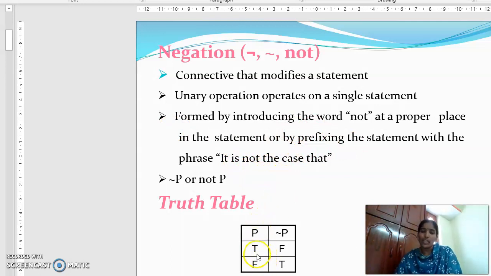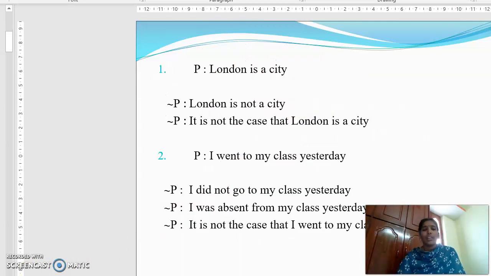If, for example, P is true, the negation of P is false. For example, "Today is Sunday." If P is false, the negation of P is true. Simply, you have to write the opposite. If it is true, the negation of P is false. If it is false, the negation of P is true. This is the negation connective, and next we will see the conjunction.